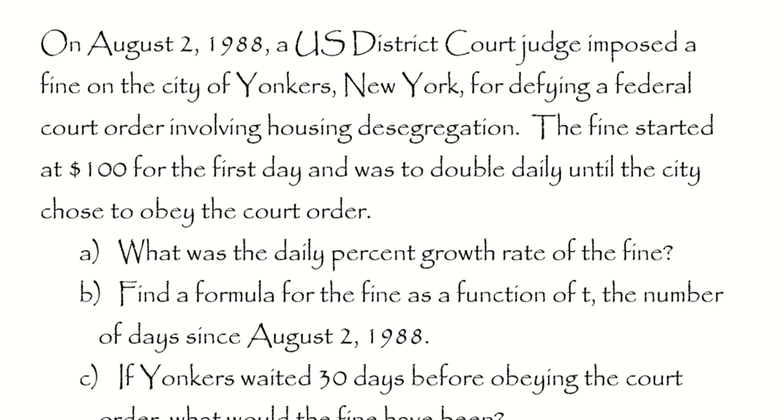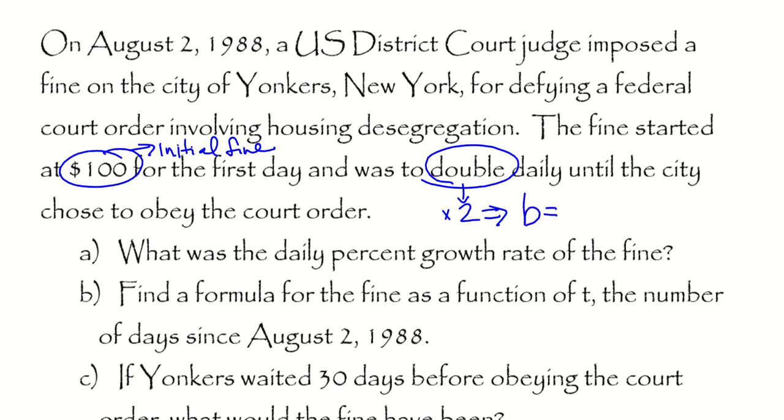So if we think about this, we have this $100. This is our initial fine. It's doubling daily, right? So this double means to multiply by 2, which means that our growth factor, our B, is going to be 2. That's what we multiply by, right? This is happening daily, so our T is measured in days.